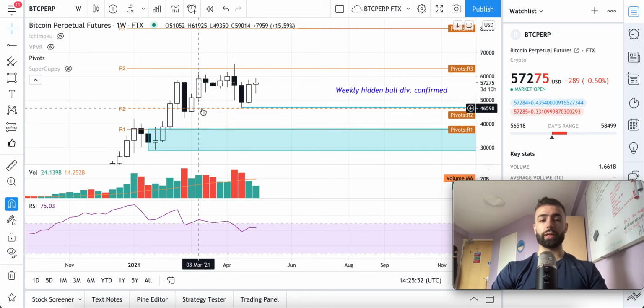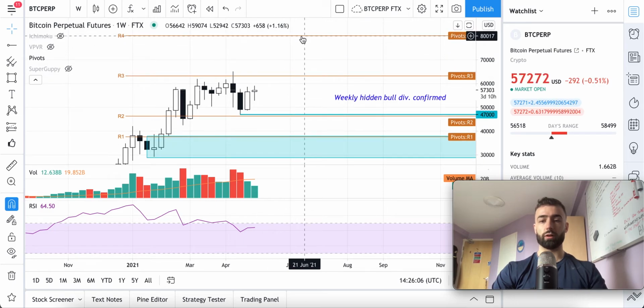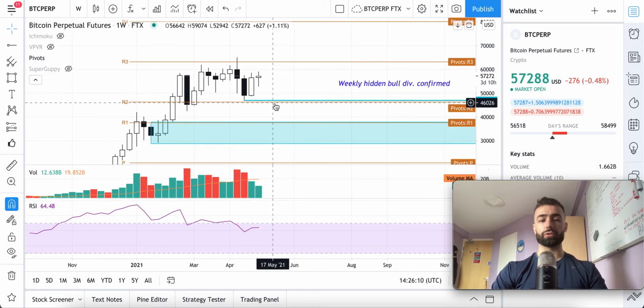But until that point, we're just kind of range bound here in between the R2 pivot on the weekly time frame and the R3 pivot here. You can see that price has kind of just traded inside of this zone. If we get a candle close above the R3, that's bullish, and then we might expect a move up to the R4 here at 80K. And if we get a push down below the R2 and get a candle close below, we'll look to go to the R1, which is down here at about 37,400.